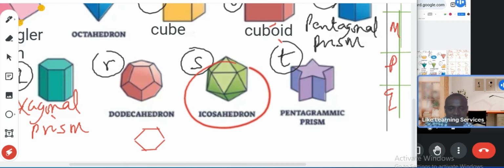This one is icosahedron. This one is pentagrammic prism. You don't have to bother yourself about all this. In fact, a pentagrammic prism is like a star.